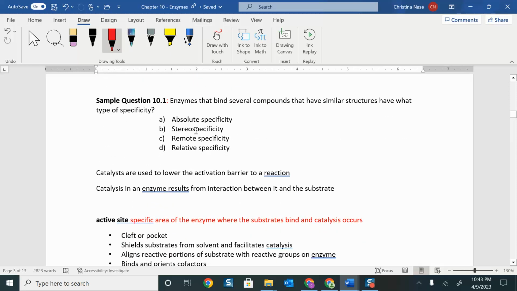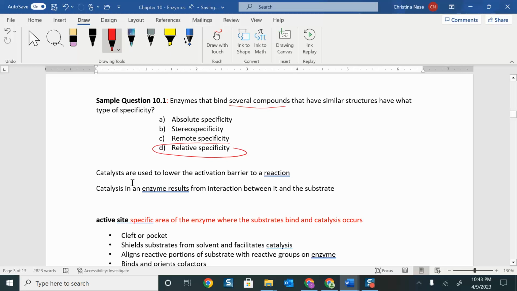Enzymes that bind several compounds that are similar in structure have what type of selectivity or specificity? Absolute, again, would only work on one. Stereospecific is particular for one type of stereoisomer. So relative is going to work on several compounds that have similar structure.